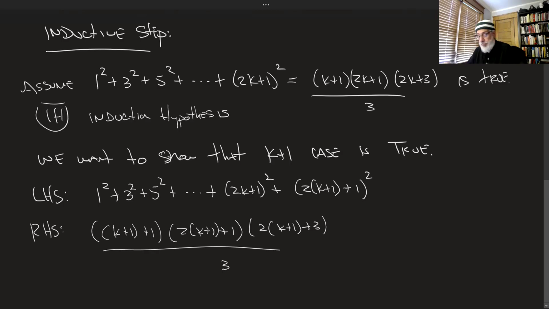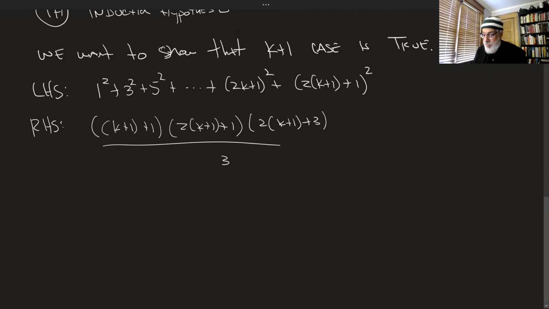So again, this is the k plus 1 case. We want to show that these two things are equal. Let's clean it up a little. So what we're trying to prove here is this. We're trying to show that 1 squared plus 3 squared plus 5 squared plus dot, dot, dot, plus 2k plus 1 squared. Now I'm going to simplify this term by distributing here.